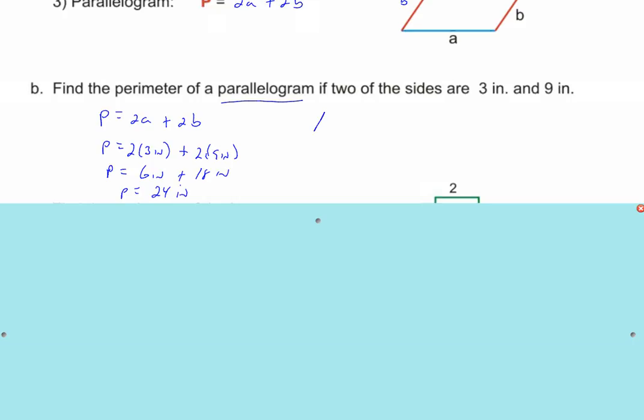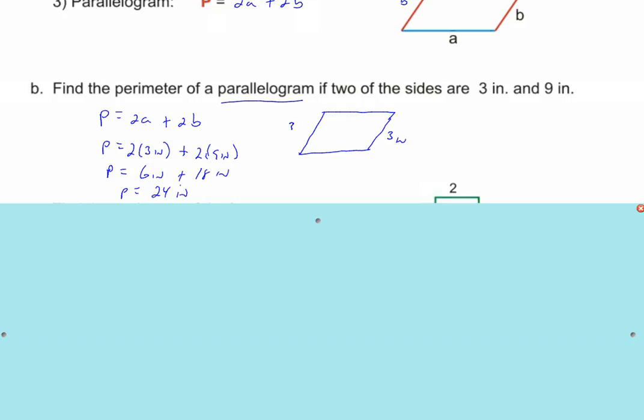Now again, if you have no earthly idea what to do when you see that and you don't remember the formula, draw the shape yourself. Draw a parallelogram. It's not the prettiest parallelogram, but it'll do. The 3 is smaller than the 9, so I would stick the 3 there.